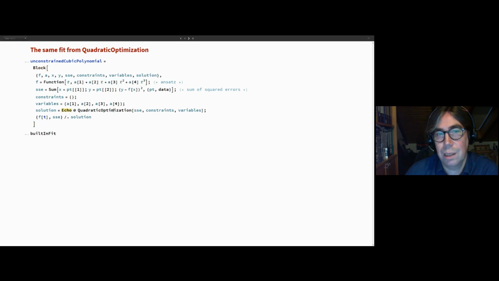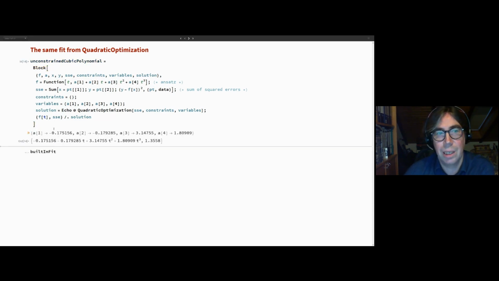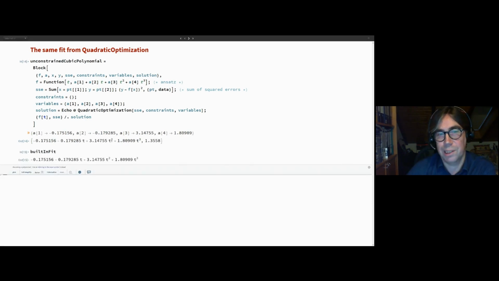And then we ask Mathematica to do the quadratic optimization, where the objective is the sum of squared errors. The constraints are void here, and the variables are the polynomial coefficients. And we ask for the expression of the result and also for the sum of squared errors. Here we go. Hopefully that's the same polynomial as before. Of course it is.